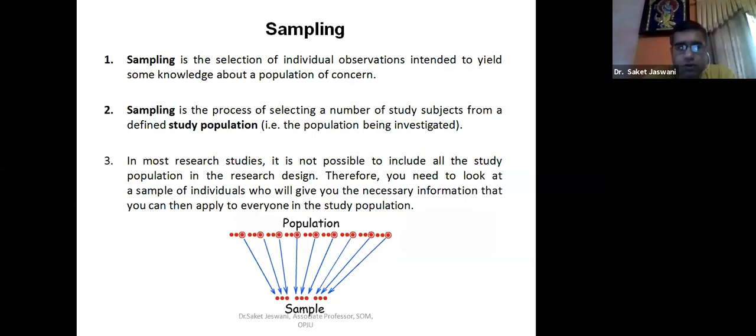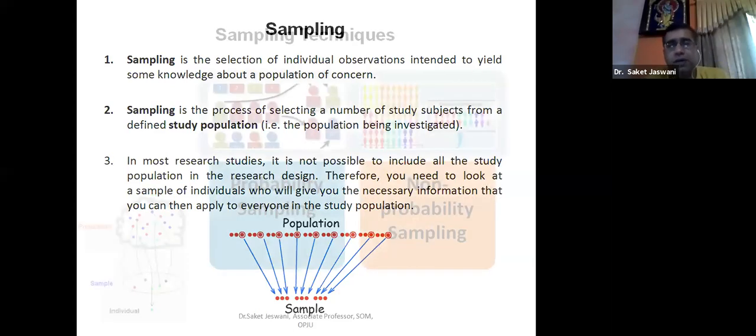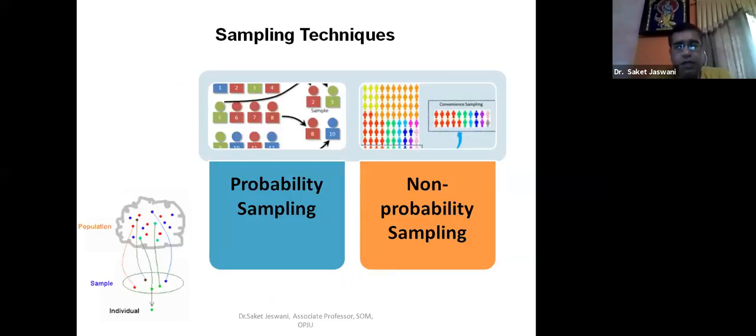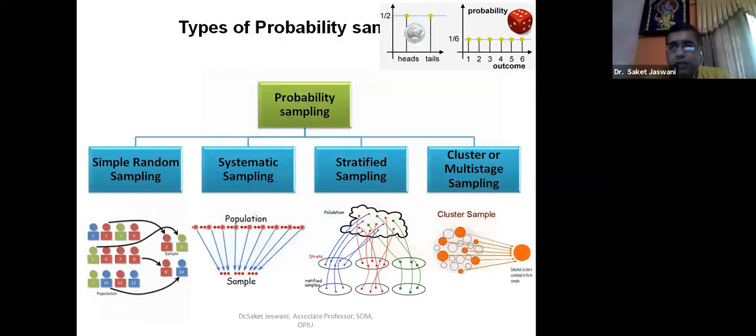So there are two types of sampling techniques: probability and non-probability sampling techniques. Probability means equal chances of getting selected. Every individual in the population has equal chances of getting selected in the sample. Non-probability sampling technique means non-equal chances of getting selected. Okay, so there are 4 types of probability sampling techniques. I must say probability is always better than non-probability. So simple random sampling, systematic, stratified, and cluster.